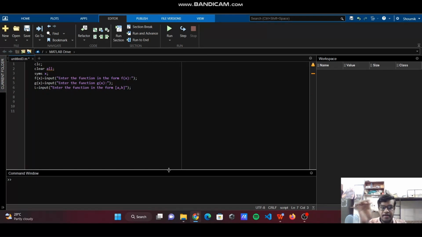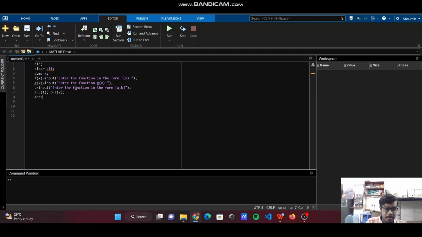Now let's define a, or the lower limit of integration. A will be equal to L of 1. Basically, L of 1 means that from the limit L, like let's say L is any limit 0, 1, we are taking 0. We are taking the lower limit basically. Similarly, let us define B as L of 2. Now this is taking the upper limit.